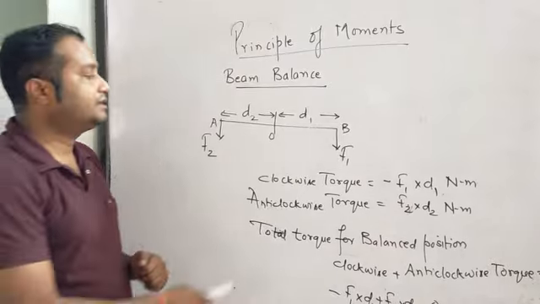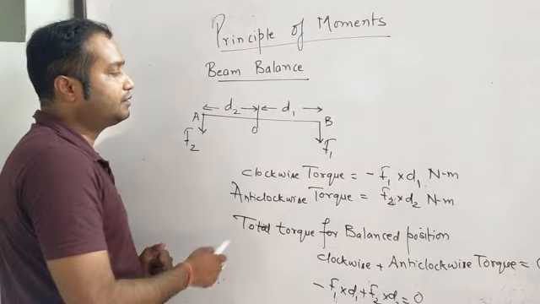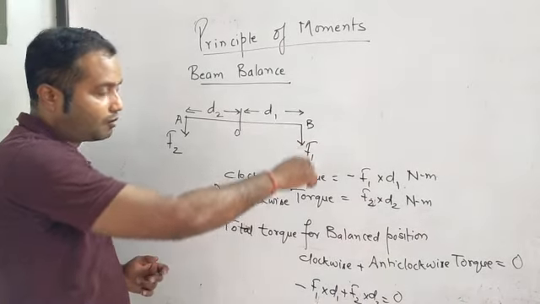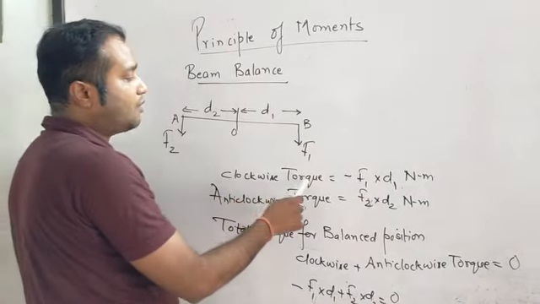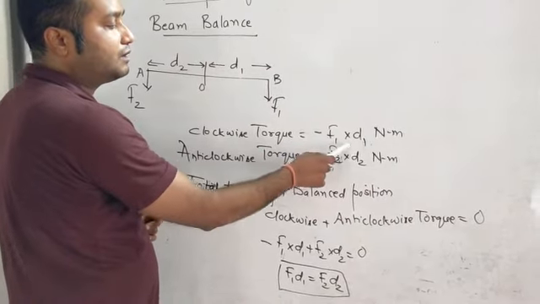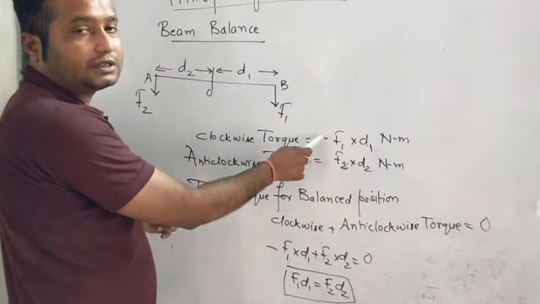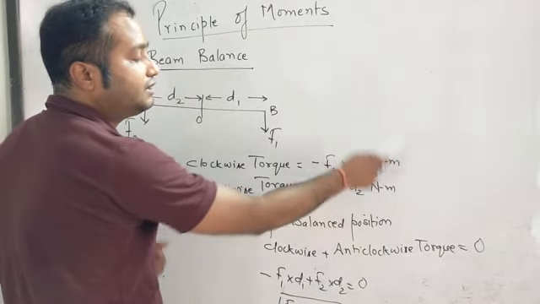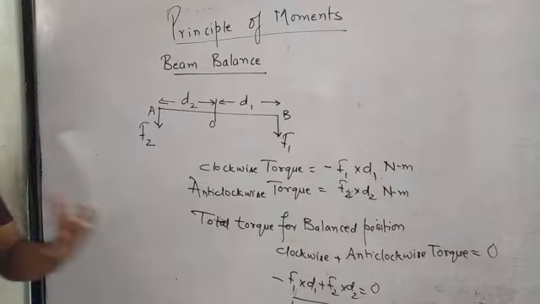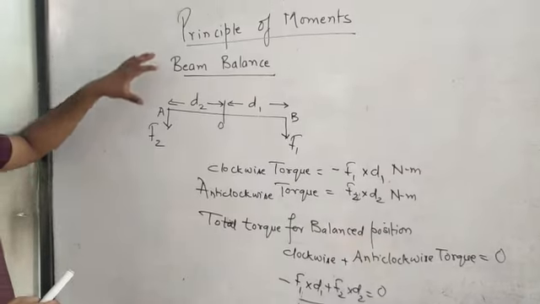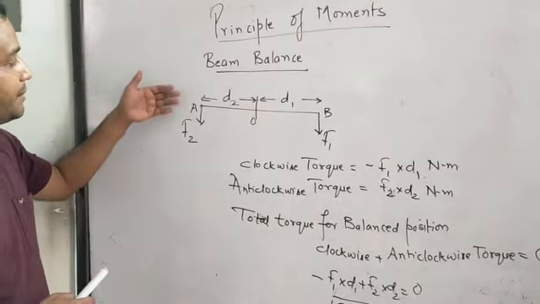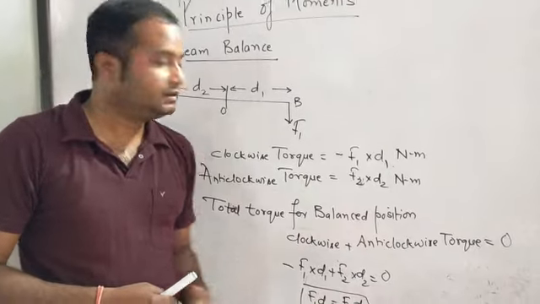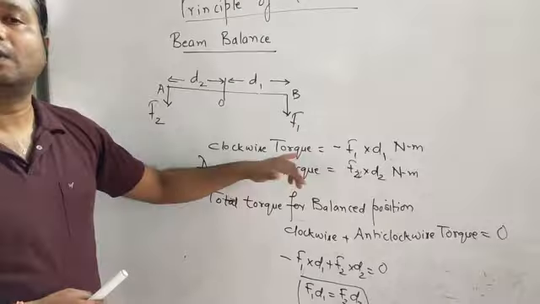If you clearly see, from this fixed point, if I ask you what's the clockwise torque, this F1 tries to move the pan in clockwise direction. Hence clockwise torque will be F1 into D1. I have put a negative sign just to make sure that this is the clockwise torque. SI unit Newton meter. Similarly, if I ask you what's the anti-clockwise torque, it is given by F2 multiplied by D2, F2 D2 Newton meters. This is anti-clockwise torque, this is clockwise torque.